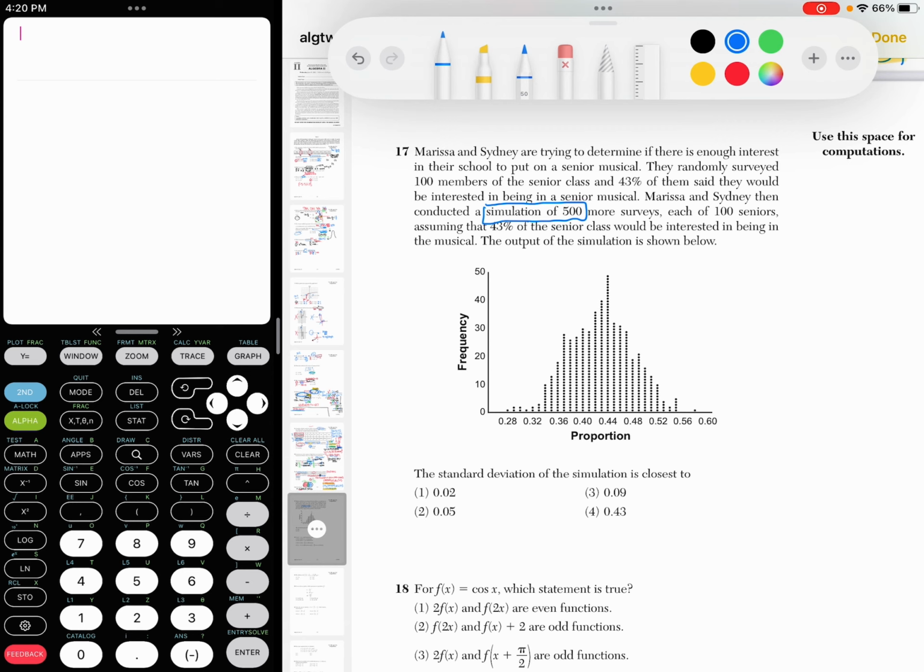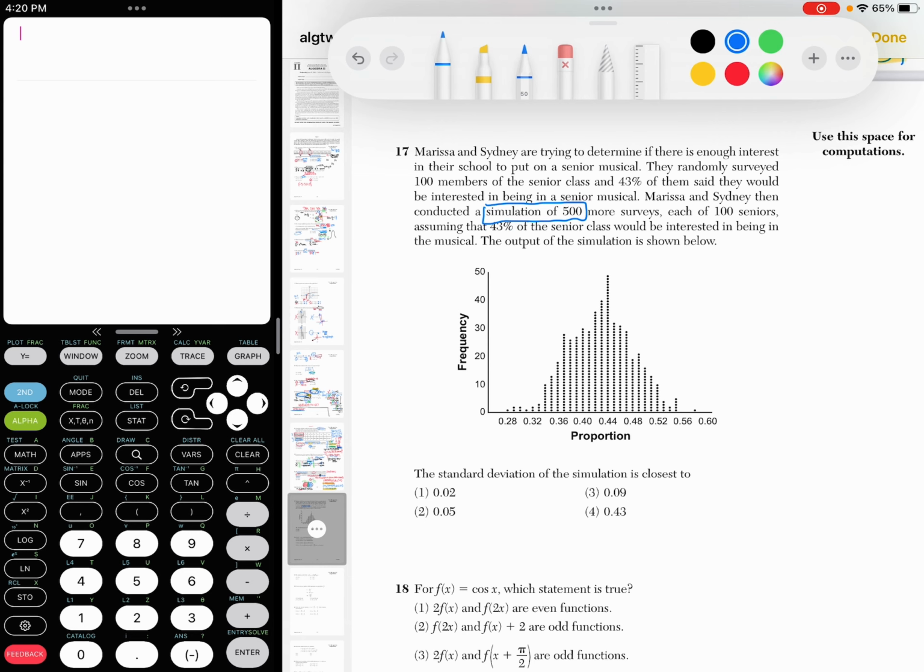So the simulation is like pretending they kind of gave that survey 500 more times. So Marissa and Sydney gave this computer simulator the data that they got from their one survey, and the computer pretended they gave that survey 500 more times and analyzed some possible results that could have happened. So it's all hypothetical, but it's all also very possible, very realistic. Like if they gave the survey one more time, maybe instead of 43%, it was 42% and so on, okay?